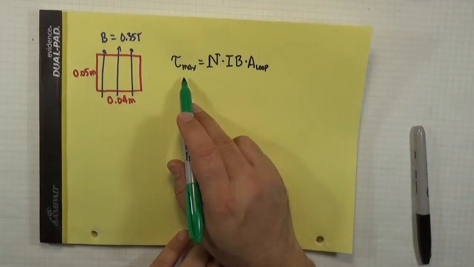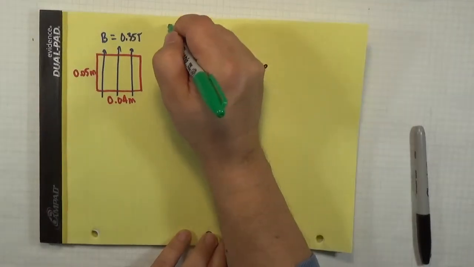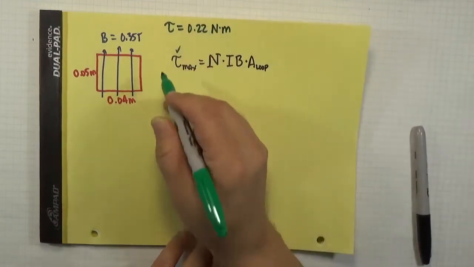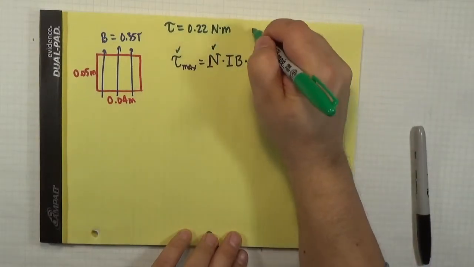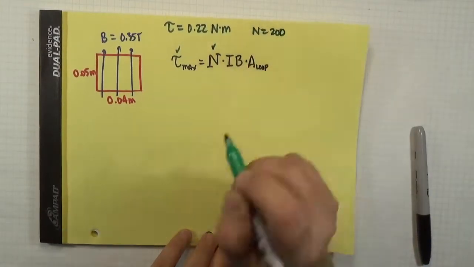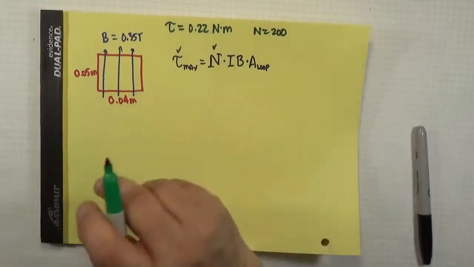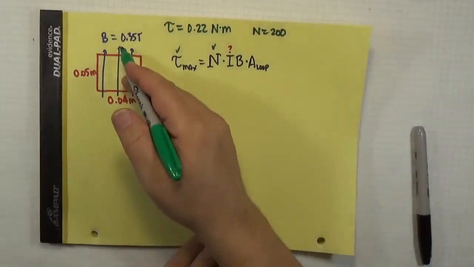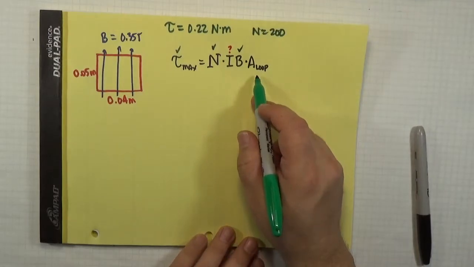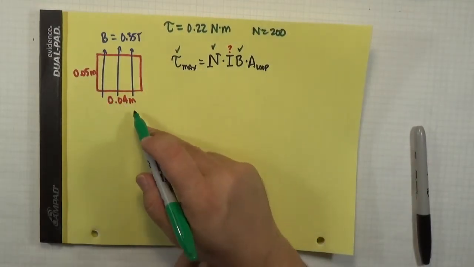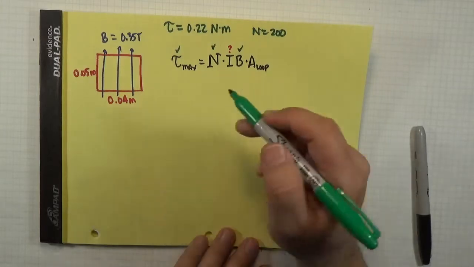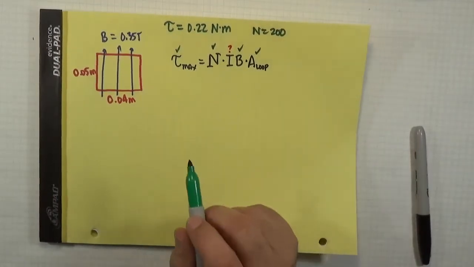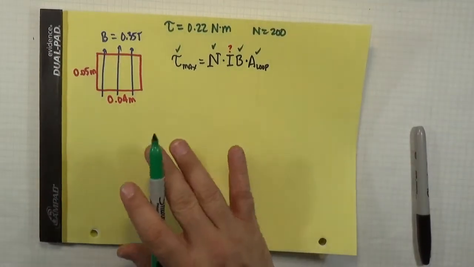In this case, we're told that the torque in the problem is 0.22 Newton meters, so I know that. The number of coils we're told in the problem is 200 turns. The current is the thing that we're interested in finding out, so that's definitely what we're after. We're told the magnetic field value, and we're told enough information to figure out the area of the loop. It's 0.05 meters times 0.04 meters, so I'm going to check that off as well. So this is perfect. I have a single equation and one unknown, so I don't need to go to any other formulas to figure anything out.